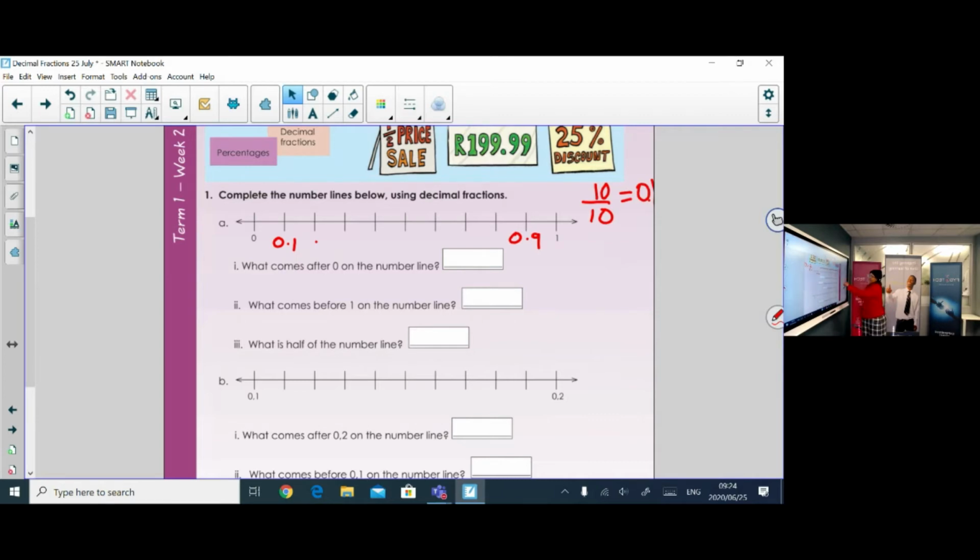So what comes after 0 on the number line? Already know that. What comes before 1 on the number line? There we have it. What is halfway of the number line? So the question is, what is that number? You can count and we get 0.5.